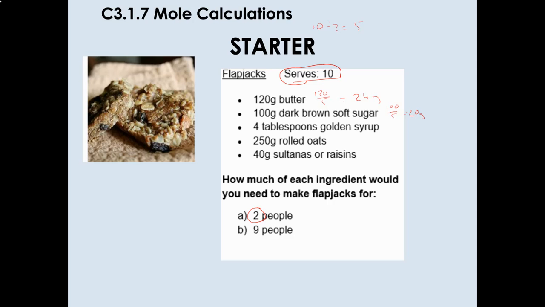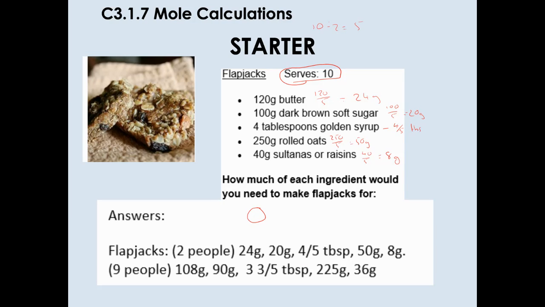So I need 24 grams of butter, 20 grams of dark brown sugar. I need 4/5 of a tablespoon of golden syrup. 250 divided by 5, so 50 grams of oats. And 40 divided by 5, so that's going to be 8 grams of sultanas or raisins. And then for 9, you just do the same thing. That would give us 108, 90 grams, 3 3/5, 225, 35, 6.